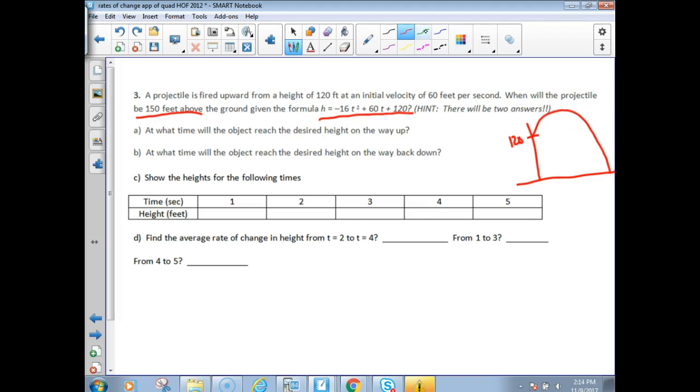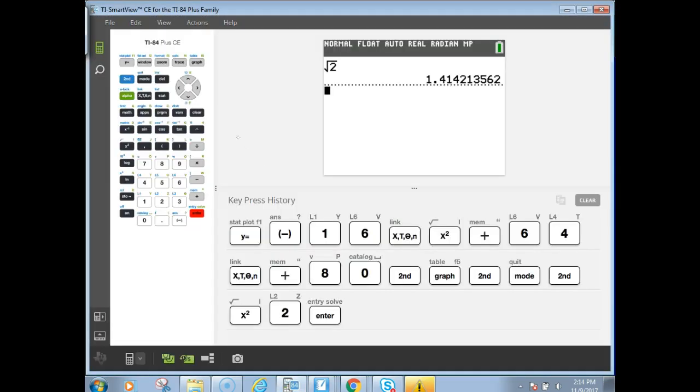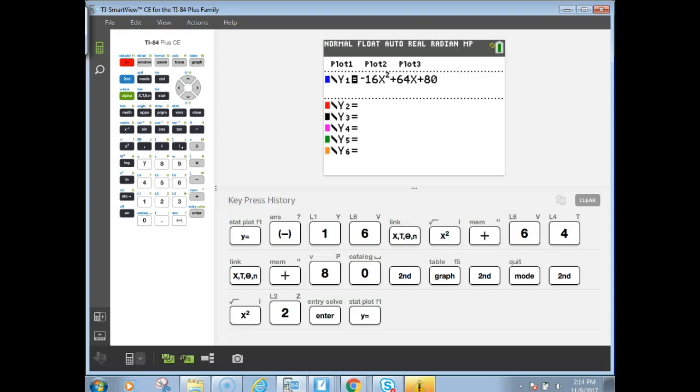If there's two answers, that's because if you draw a horizontal line, you're going to intersect the parabola twice. So I would call this 150 feet, and then check for the intersections. At what time will the object reach the desired height on the way up? That would be the first intercept. On the way back down, that would be the second intercept. So let's see what our calculator will help us with. It was negative 16x squared plus 60.